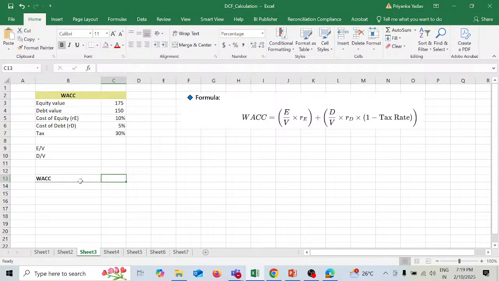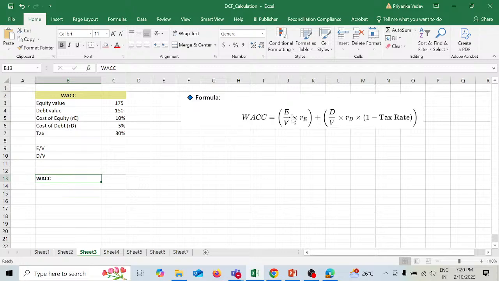Weighted average cost of capital is what we're going to calculate. This represents the company's cost of capital, both your debt and equity. So it's the discount rate which is used to value future cash flows. The formula is provided here, which we're going to use to calculate weighted average cost of capital.